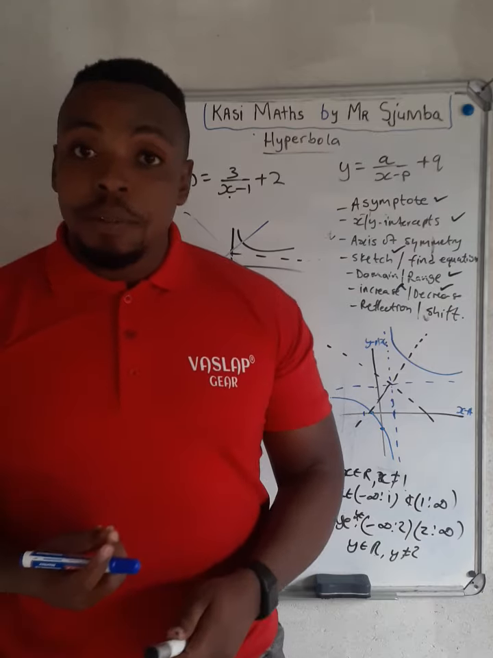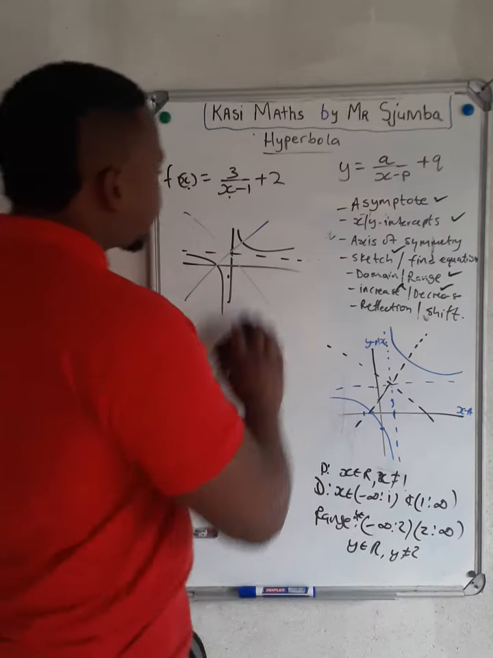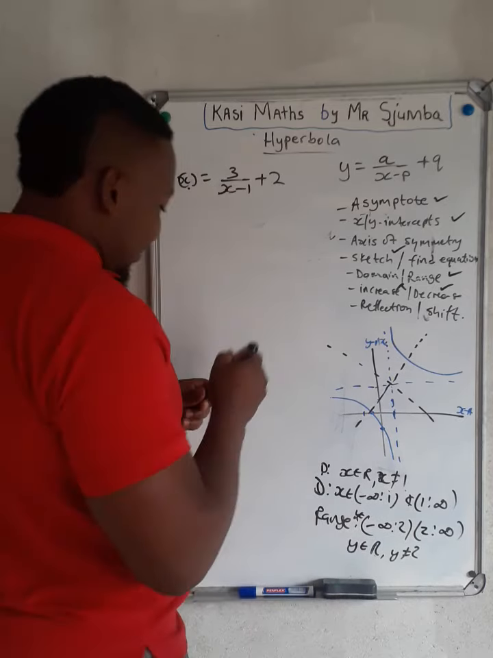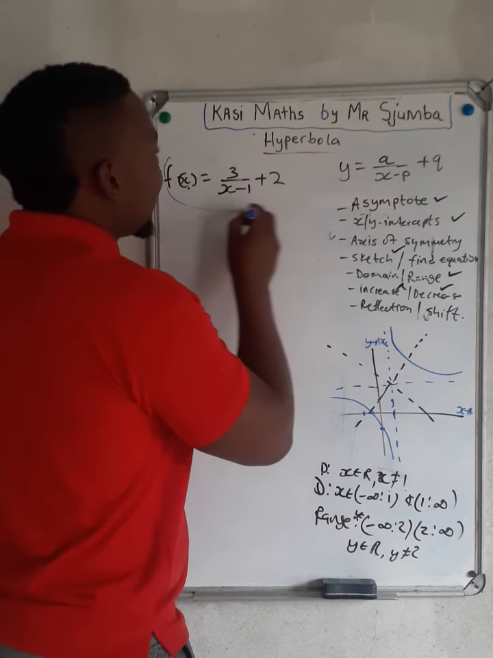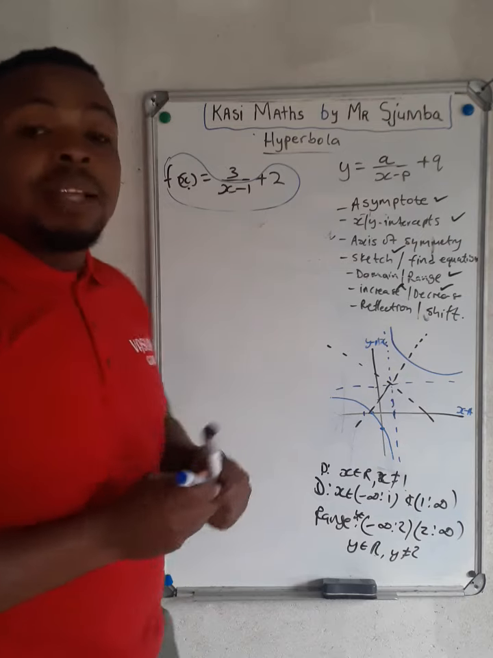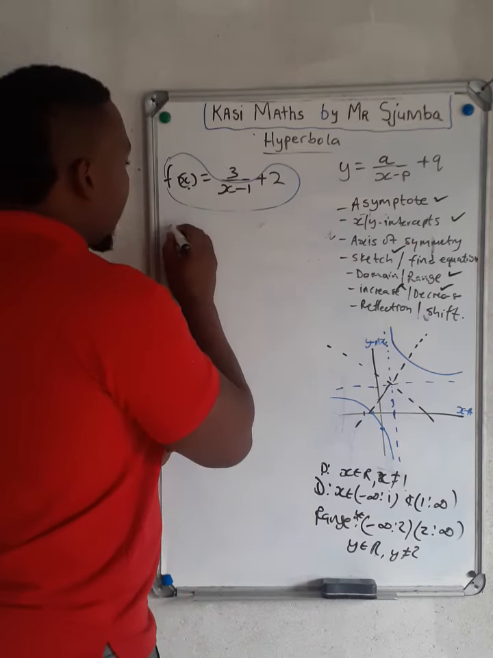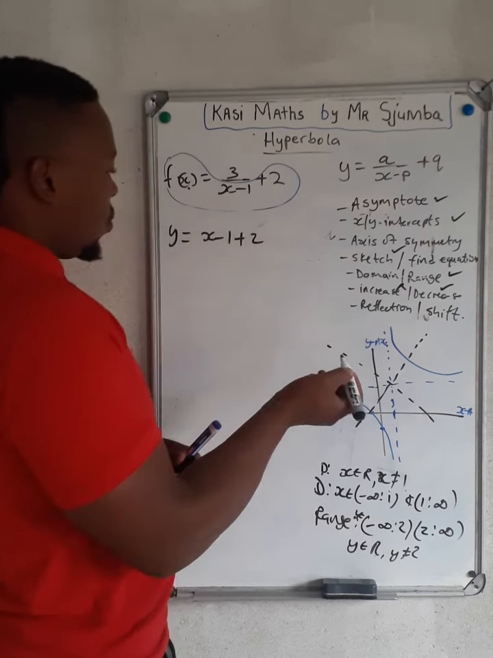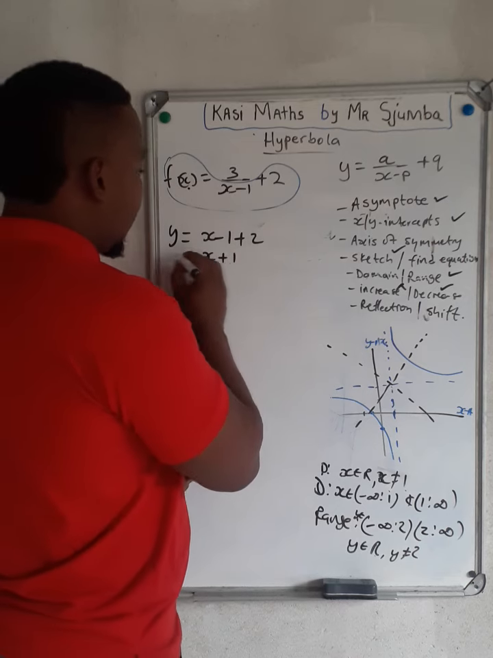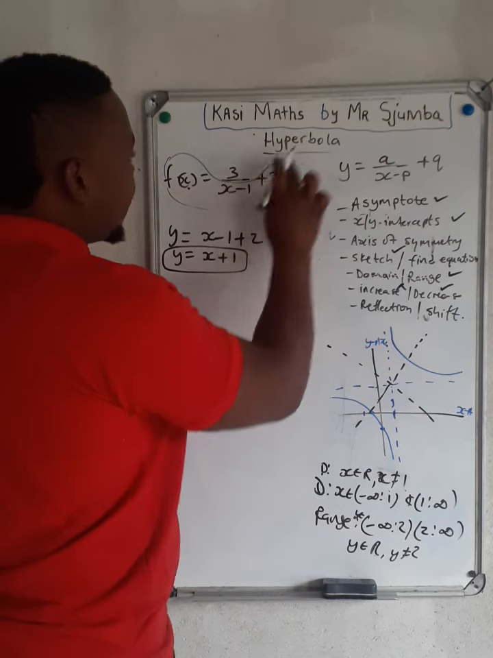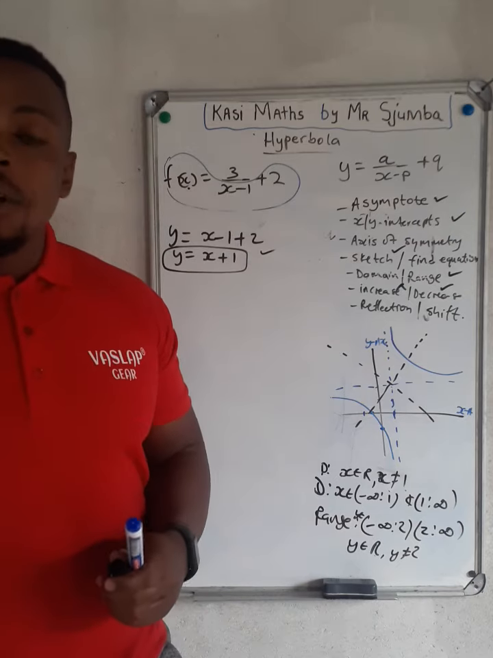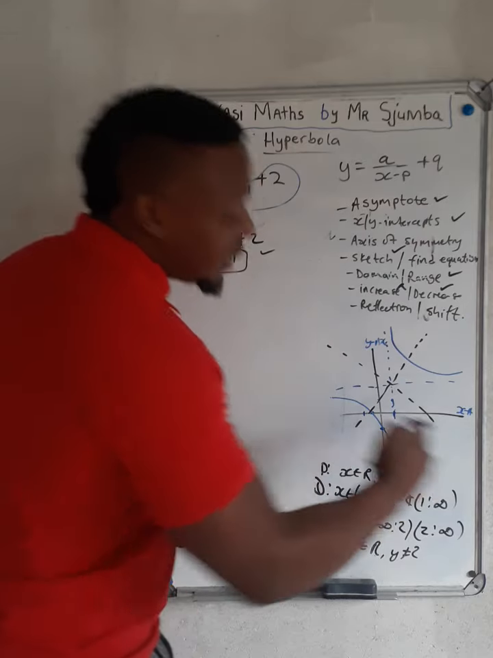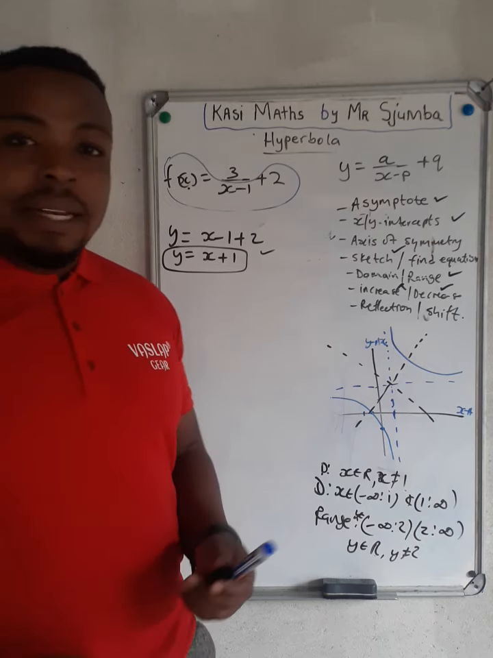So how do we find the axis of symmetry or the line of symmetry? Right. There are two ways to find the axis of symmetry. The first one: take this portion, and we have the equation. So y is equal to x minus 1 plus 2. You simplify it, x plus 1. So this is the first equation of the axis of symmetry, the one with a positive gradient, which is this one. Then the other one has a negative gradient.